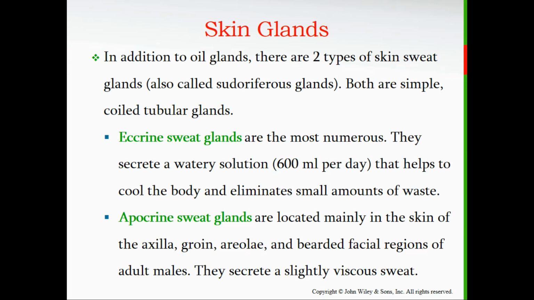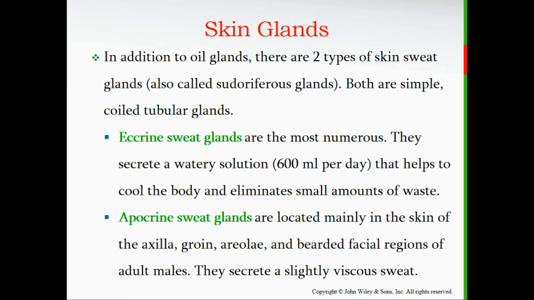On average, about 600 milliliters of sweat per day will be eliminated through eccrine glands. That helps to cool the body and eliminate small amounts of waste. These sweat glands are functioning throughout your life. They are working when you are born, and they work all the way through till the day you leave this planet.